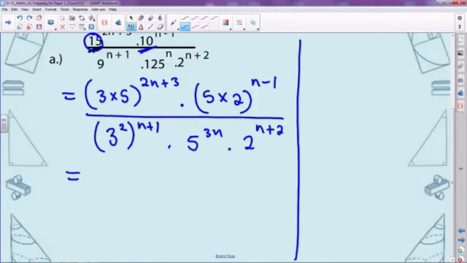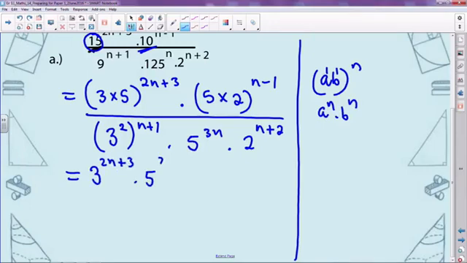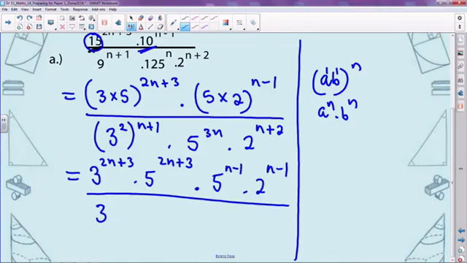Remember the rule in grade 10, we had ab to exponent n. Now, what does this mean? This has got an exponent of 1, exponent of 1. So now we're going to multiply the exponents, 1 times n, 1 times n. You get a to n times b to n. It's still one and the same thing here. You've got your 3 to 2n plus 3 times 5 to 2n plus 3 times 5 to n minus 1 times 2 to n minus 1, all divided by 3 to 2n plus 2 times 5 to 3n times 2 to n plus 2.